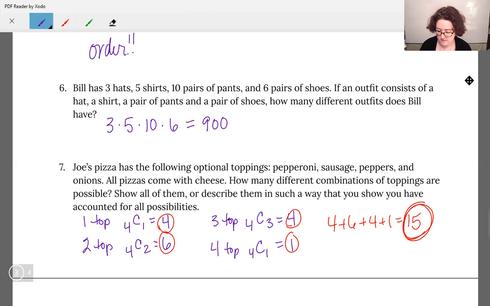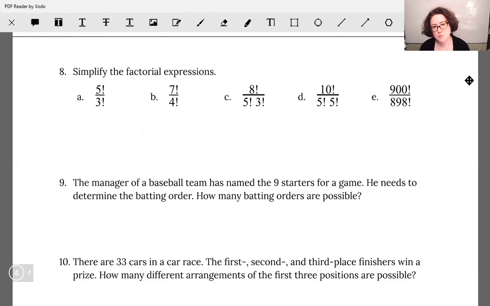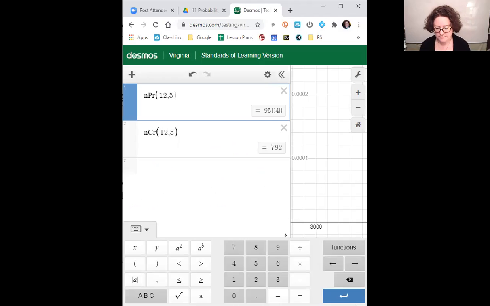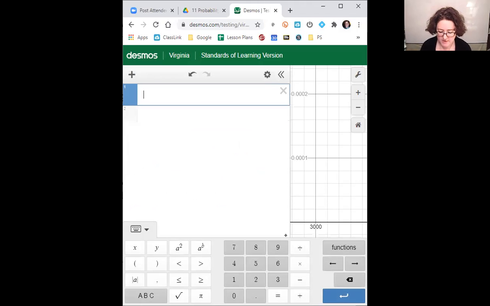Alrighty, number 8. Simplify the factorial expressions. So for this, it's all about just plugging in the calculator. And again, if you're using Desmos, all you have to do is type it in exactly the way it looks. So actually, let me pop over to Desmos real quick. So let me change my screen share and go over to Desmos. So again, all we're going to do is, let me delete out what I had from my previous problems. We're just going to type it in exactly the way it looks.